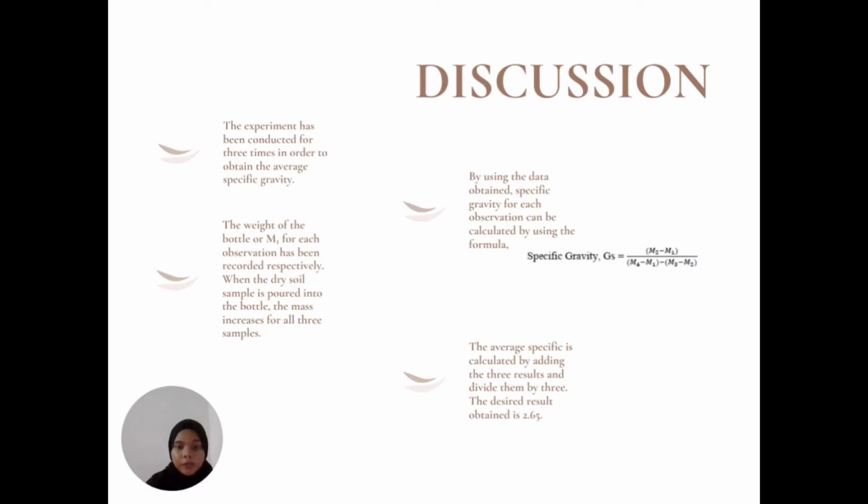Moving on to the discussion. The experiment has been conducted 3 times in order to obtain the average specific gravity. The weight of the bottle or M1 for each observation has been recorded respectively. When the dry soil sample is poured into the bottle, the mass increases for all 3 samples. By using the data obtained, specific gravity for each observation can be calculated by using the formula.